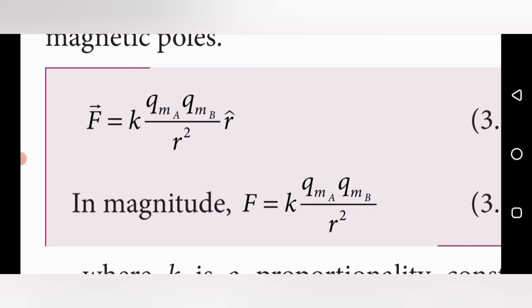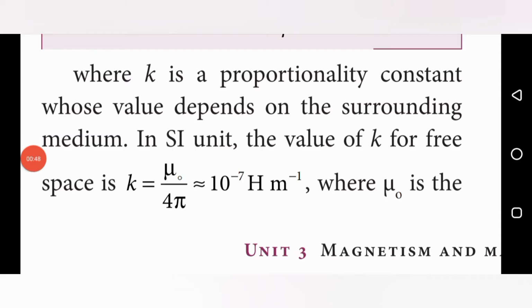Here K is referred to as the proportionality constant, which depends upon the surrounding medium. The SI unit of K for free space: the value of K is equal to mu naught by 4 pi, approximately equal to 10 to the power minus 7 Henry per meter. The value of K is 10 to the power minus 7 Henry per meter.